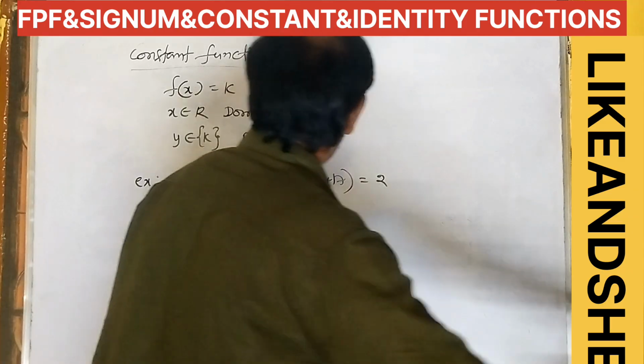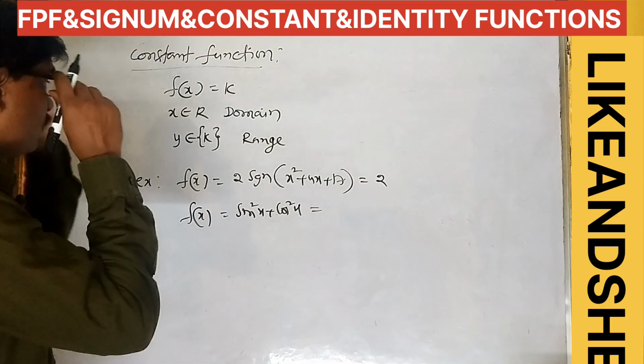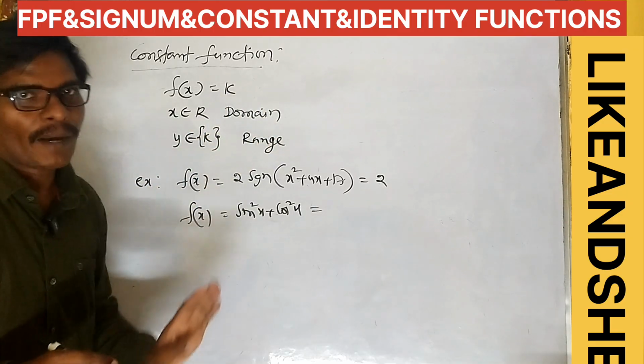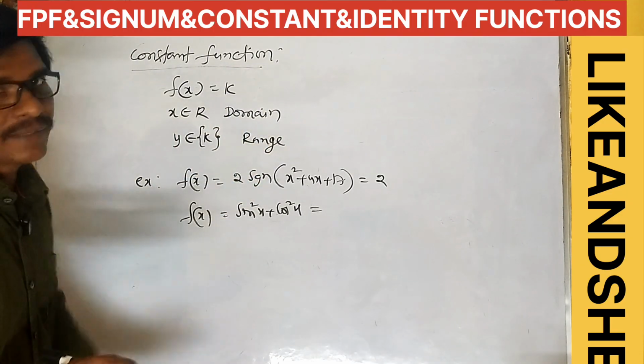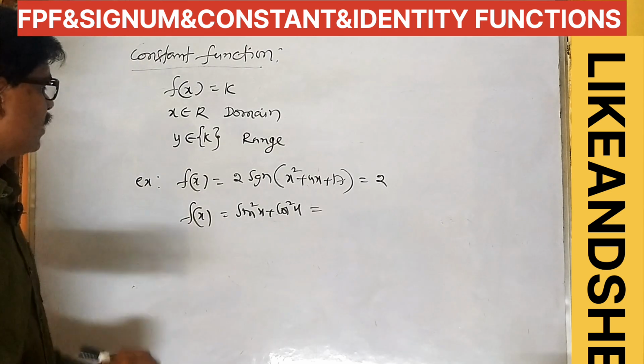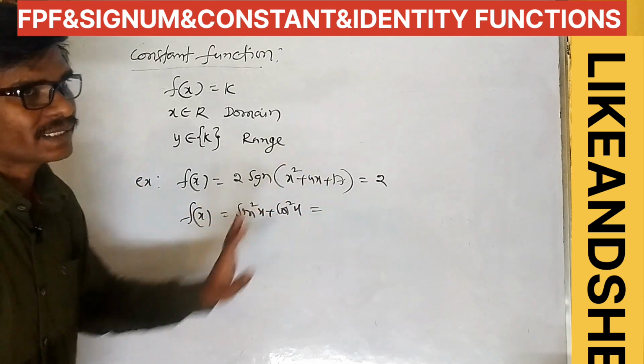Okay, next, the constant function. What is the constant function? f of x is equal to k, where k is the constant. x belongs to R is the domain, and y belongs to the fractional part of k is the range. Example: f of x is equal to 2 into signum of x square plus 4x plus 17.